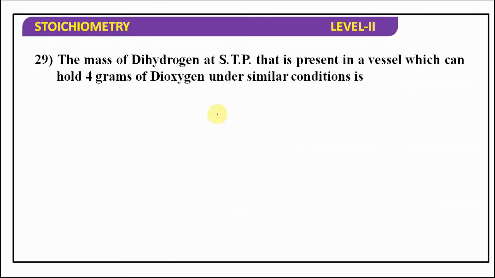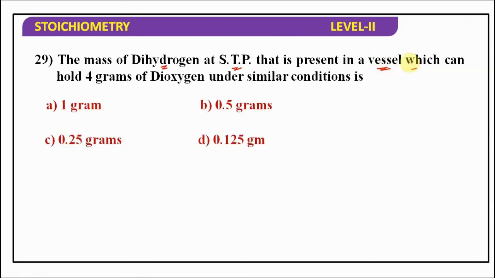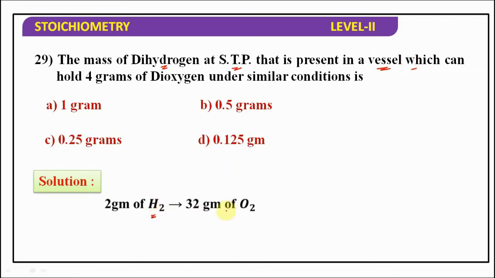So next, mass of dihydrogen at STP that is present in a vessel which can hold 4 gram of dioxygen under similar conditions. So that means 2 gram of hydrogen will be equal to 32 gram of oxygen. Then 4 gram of oxygen will be equal to how much? 4 into 2 divided by 32. That will give you 0.25 grams. Understood? That is the answer. 2 gram of hydrogen is equivalent to 32 grams of oxygen, and 4 grams of oxygen will give you 4 into 2 upon 32. Clear?